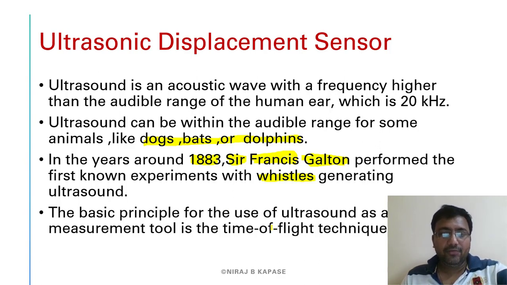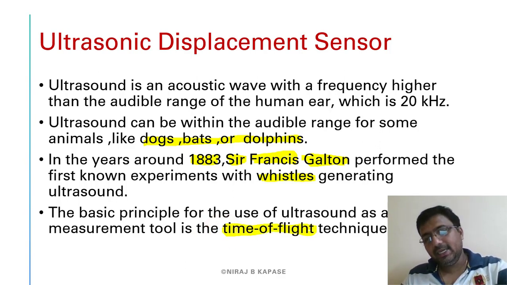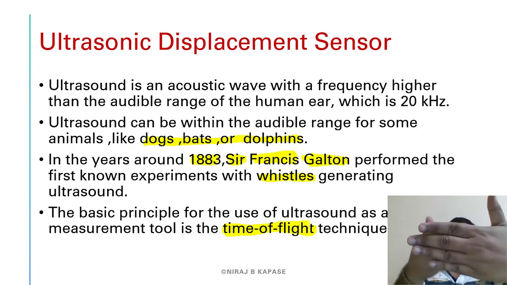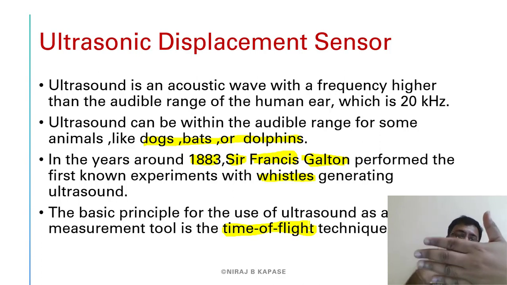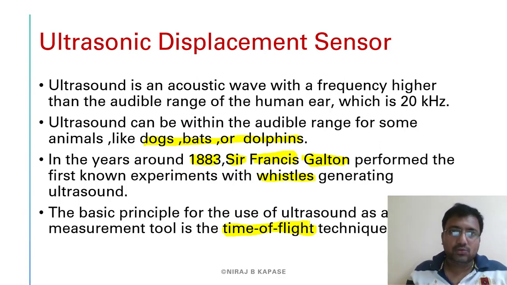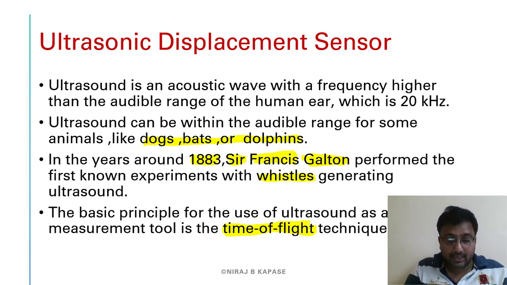The basic principle of using ultrasound as a measurement tool is the time of flight technique. It uses the echo of ultrasound: we transmit the ultrasound, and whenever there is an obstacle, the ultrasound is reflected back and we catch it again. It takes time to travel in the air, and based on that time we calculate the distance. This is the major way of calculating distance using an ultrasonic displacement sensor. Ultrasound is again above the frequency of 20 kilohertz.